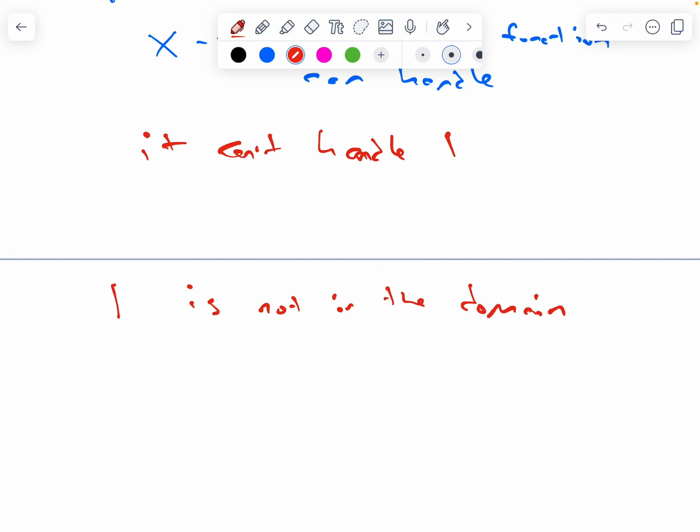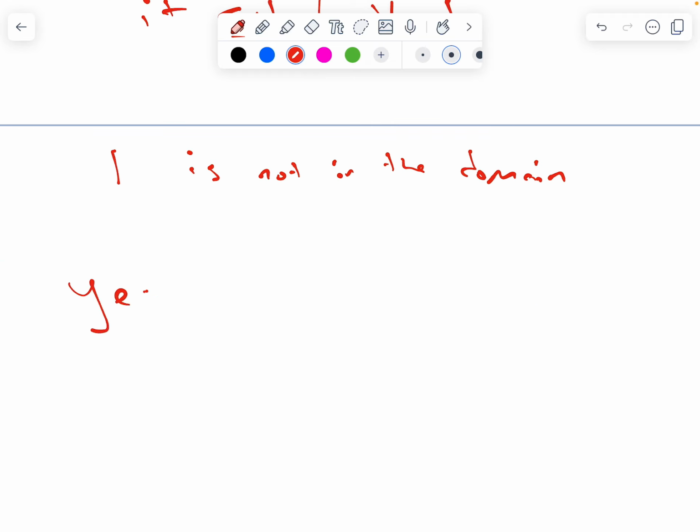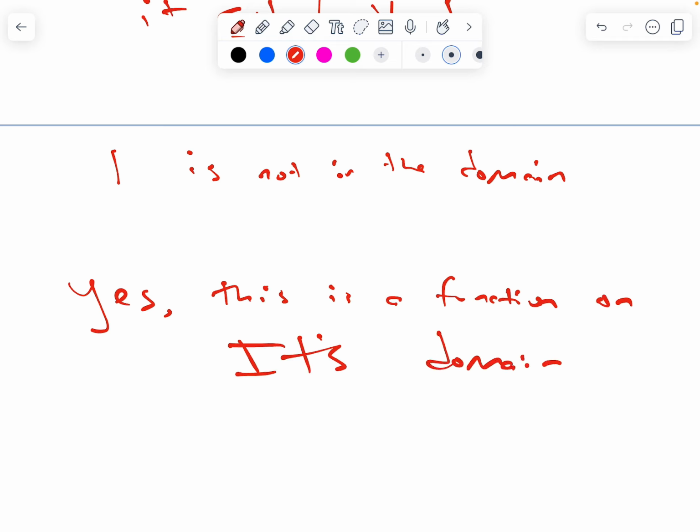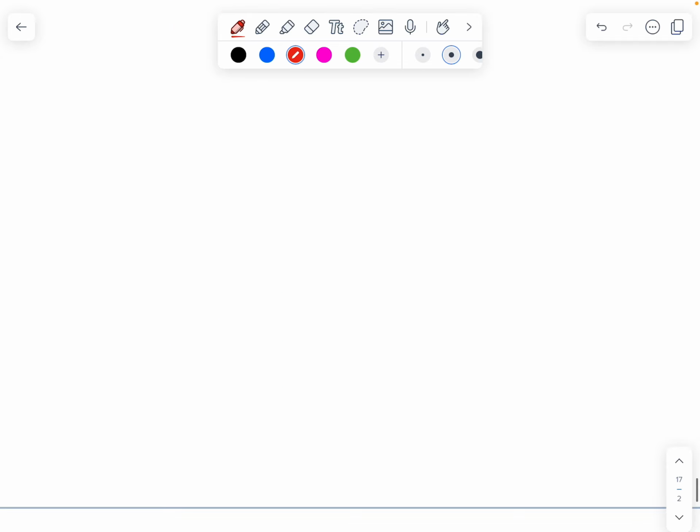Now, why does this matter? Because now we can say, yes, this is a function on its domain, and that domain doesn't include the value that makes it go crazy at. It doesn't include 1. So when we look at things and decide if it's a function or not, you have to decide if something is on the domain.